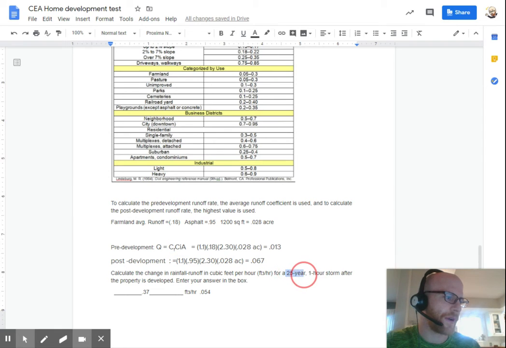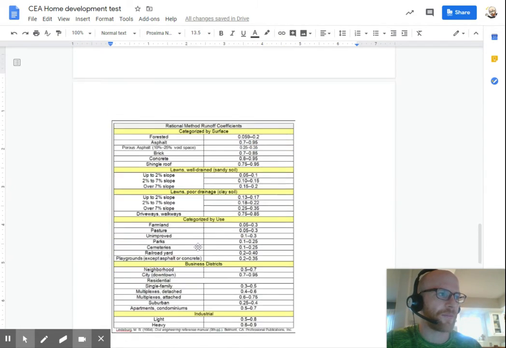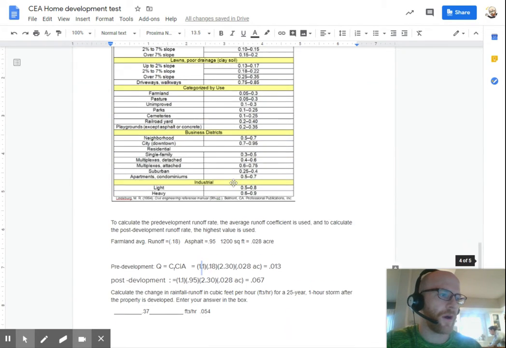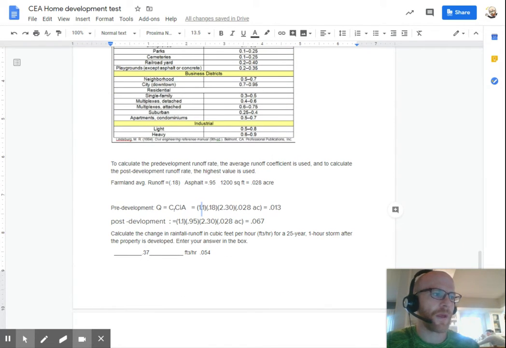It's a 25-year rain. So this is a rain that statistically should only happen once every 25 years. So it's pretty heavy rain. So that's why it's 1.1. And that was up here in this runoff coefficient adjustment factor. So the 25-year, it's 1.1. Anything under 25 would be 1, so it wouldn't really have any impact on this equation.